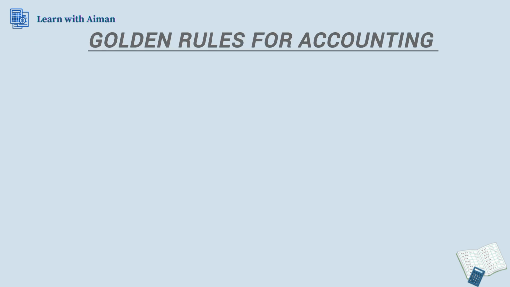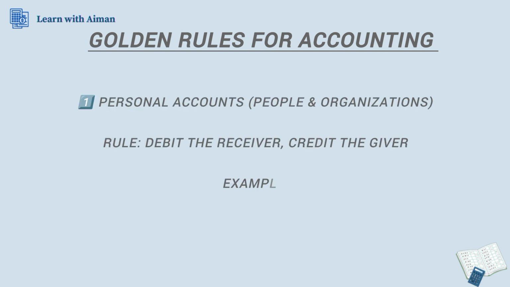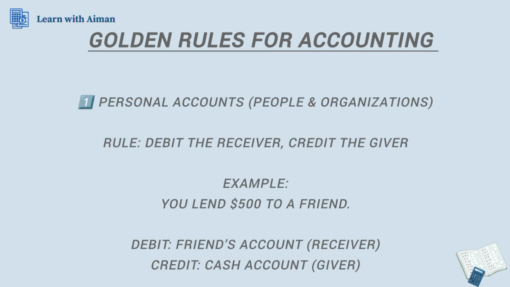Golden rules for accounting. Types of accounts in double entry. In accounting, all transactions fall under three categories: personal accounts, real accounts, and nominal accounts. Number 1. Personal accounts, people and organizations. Rule: debit the receiver, credit the giver. For example, you lend $500 to a friend. Debit friend's account, who is the receiver, and credit cash account, which is the giver.